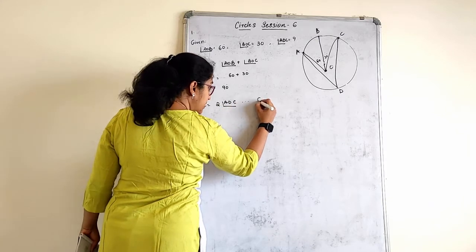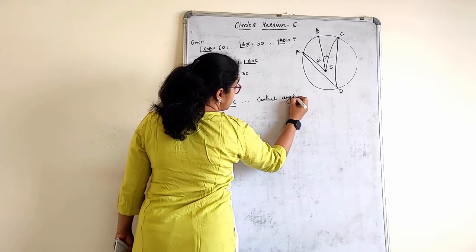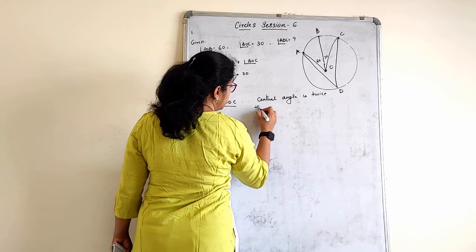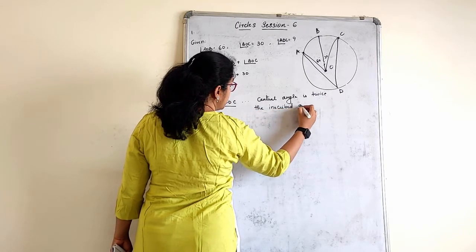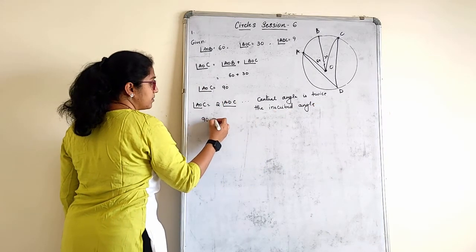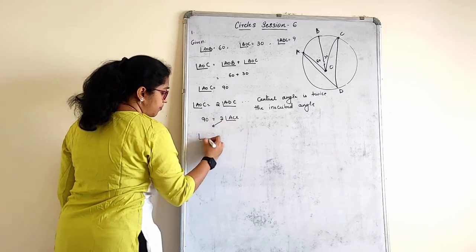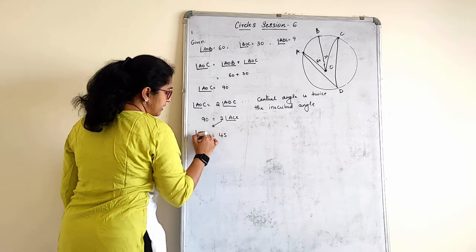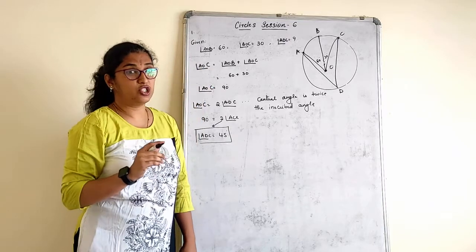What is the statement for this? Central angle is twice the inscribed angle. What is AOC? 90, twice angle ADC. Bring this 2 down. Angle ADC is equal to 45 degrees. Looking at the question directly we can tell 90 and this has to be 45.